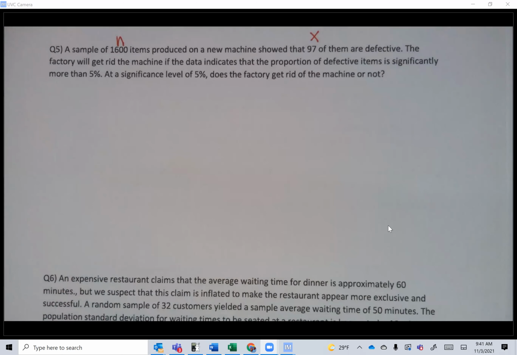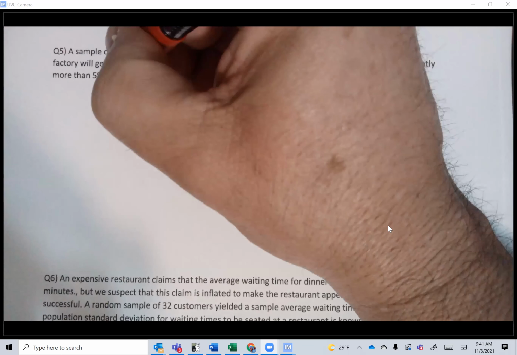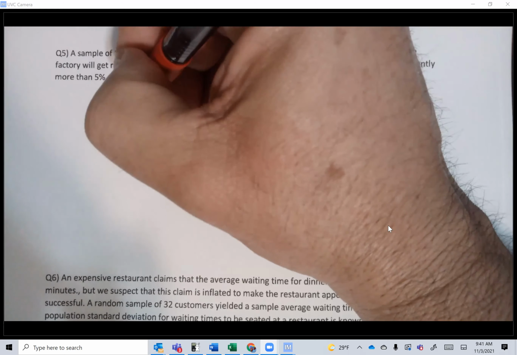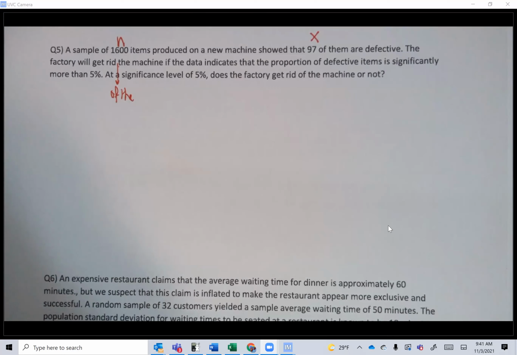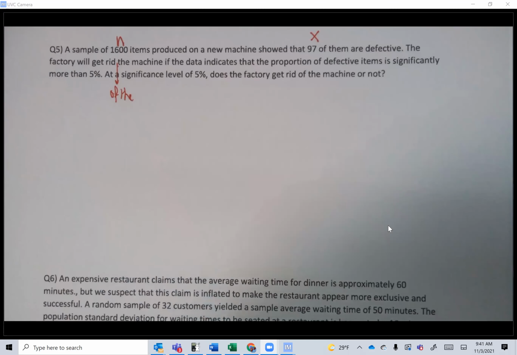The factory will get rid of the machine if the data indicates that the proportion of defective items is significantly more than 5%. At the significance level of 5%, does the factory get rid of the machine or not? So they will get rid of the machine. They say the machine is no longer good if the proportion of defective items is more than 5%.